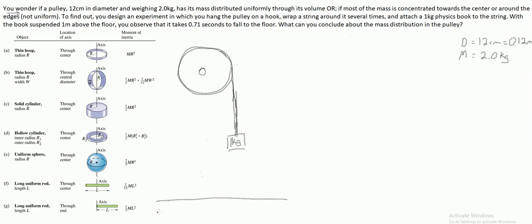Okay, so we have the floor. We know that this distance here is 1 meter. We know that the time to fall from here to there is going to be 0.71 seconds. Finally, what can you conclude about the mass distribution in the pulley? Seems kind of crazy that we'd even be able to conclude anything, but we can. Check it out.